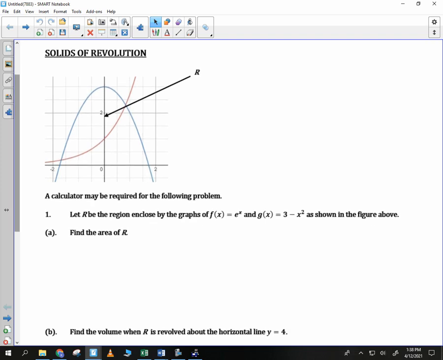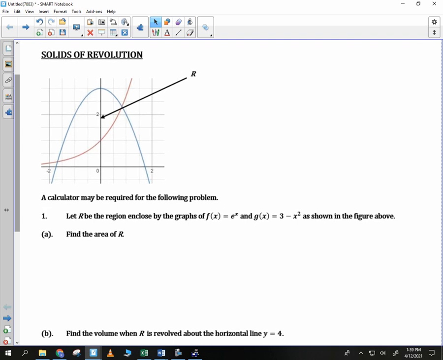It says, let R be the region enclosed by the graphs f of x is e to the x, and g of x is 3 minus x squared, shown above. Can you guys tell me which one is e to the x and which one is 3 minus x squared? Which is which? Very good. So this is g of x, and so then this one is e to the x. Excellent. It says find the area of R.